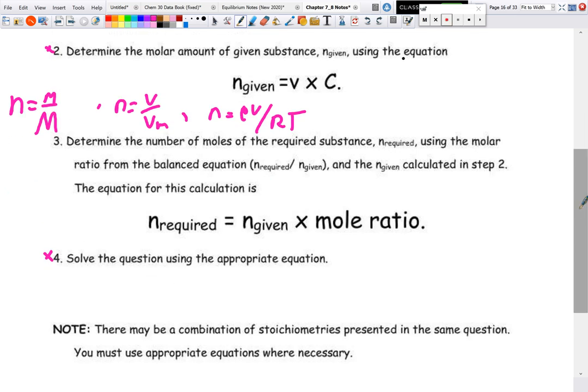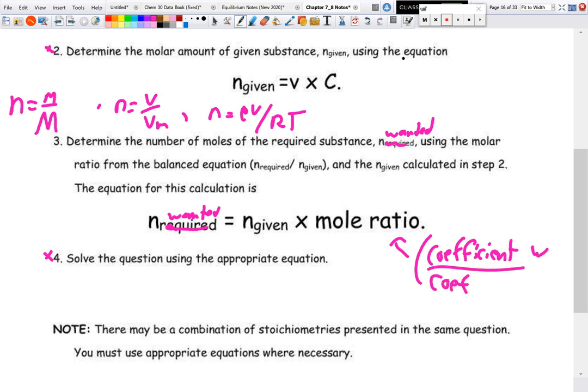Now step 3, determine the number of moles of our required substance or our wanted substance. So this is going to be the same as always, where we take number of moles of our wanted is just the number of moles of our given times our mole ratio. And remember, mole ratio is coefficient of our wanted over the coefficient of our given. And then of course step 4 is going to be solve using the appropriate equation.